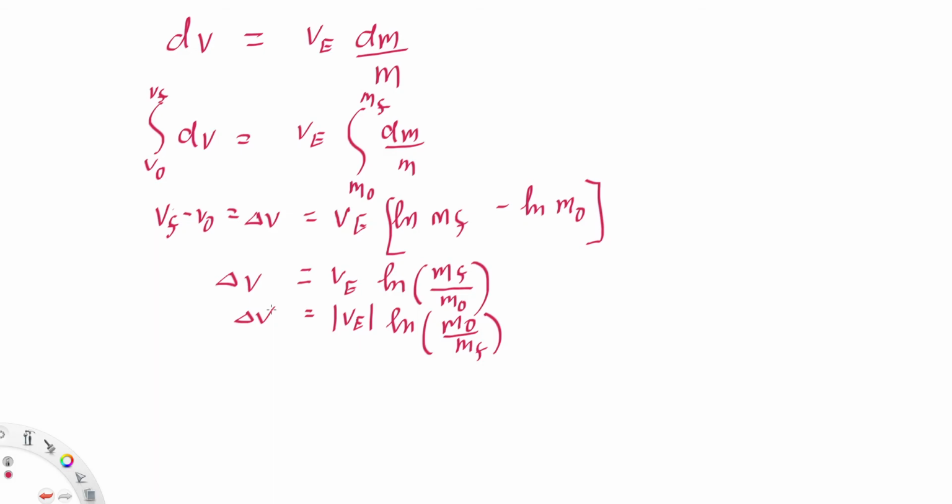This is what's known as the Tsiolkovsky rocket equation. What's on the left is delta v. What's on the right is just rocket characteristics. So the exhaust velocity depends entirely on the design of your rocket engine, and the ratio m0 over mf is entirely dependent on what fraction of your rocket is payload and what fraction of it is fuel.